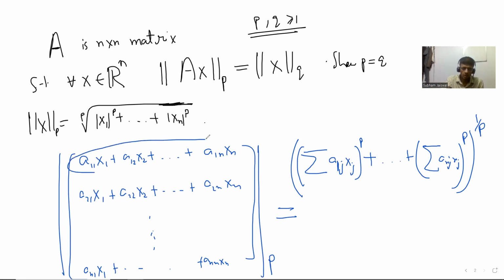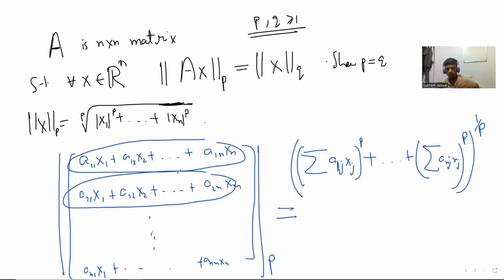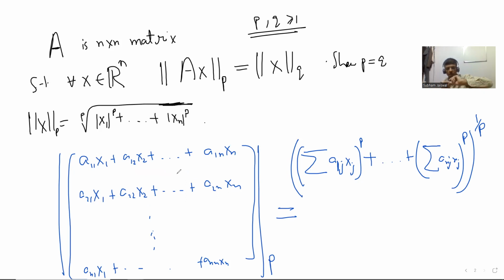This becomes your first coordinate, this is the second coordinate. So you take the coordinate, raise it to the power p, add them, and then raise it to the power 1 by p. Now we want to somehow isolate the x_i's. We want to separate the x_i's and the a_i's, because we want to compare it with the right hand side. So how to do that? We have to see.